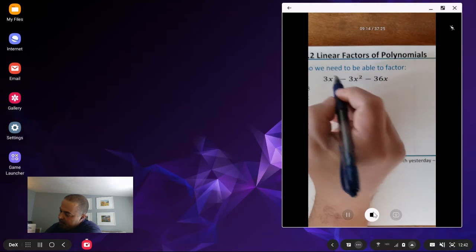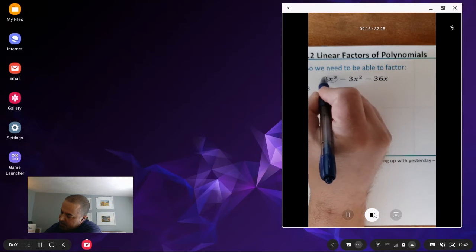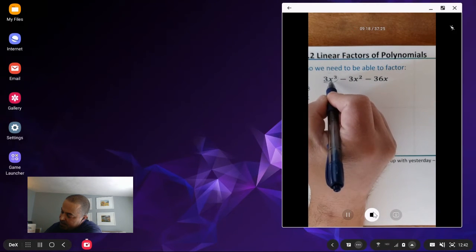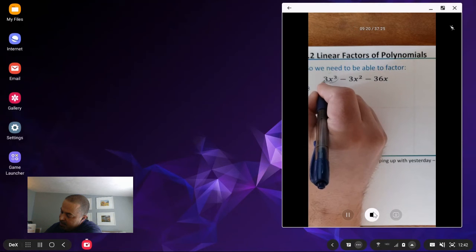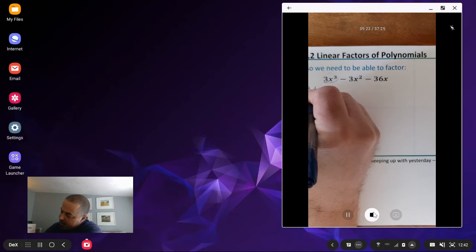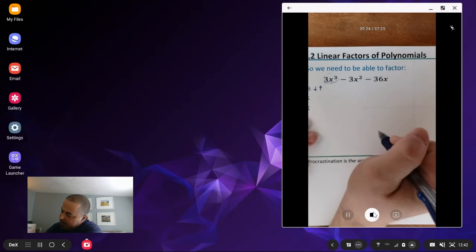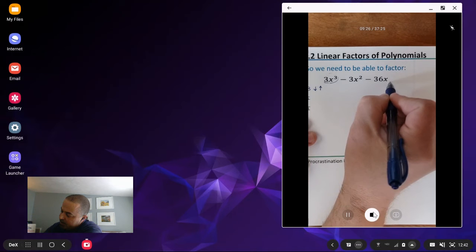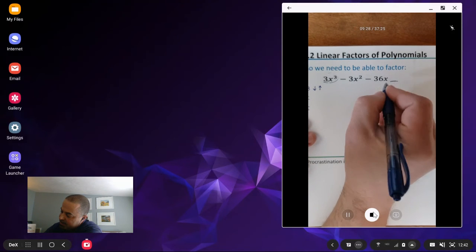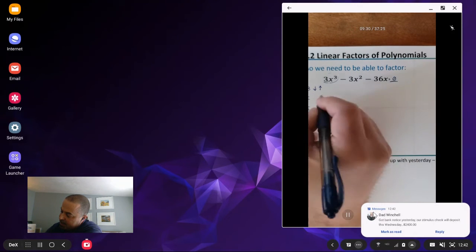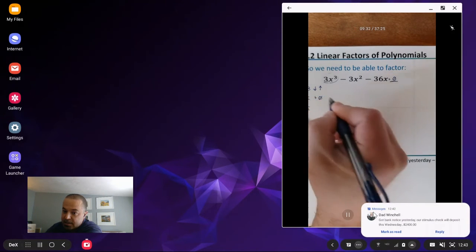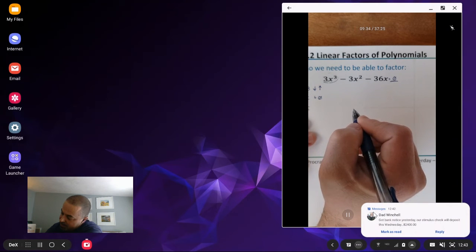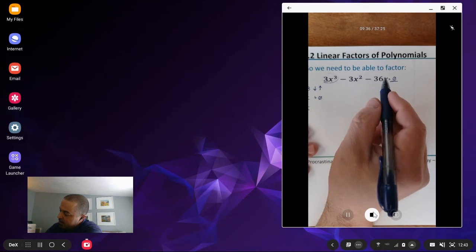Okay, my end behavior. I'm looking at this first term here. X cubed, so it's odd, positive, so that means my end behavior is down, then up. I look down here, I'm looking for my constant. That is a 0, right? We can always just kind of say, hey, there's a plus 0 there. So that's there, all right?